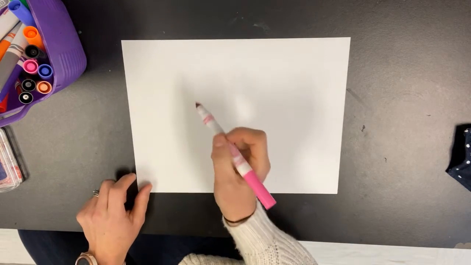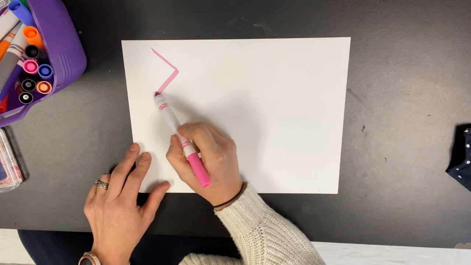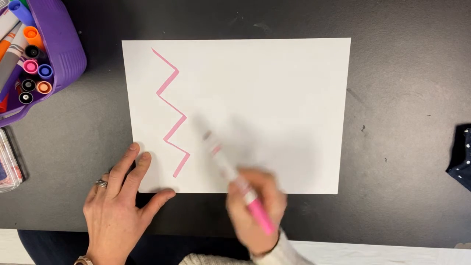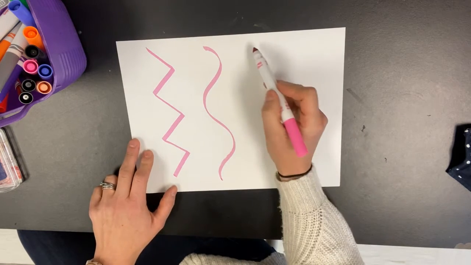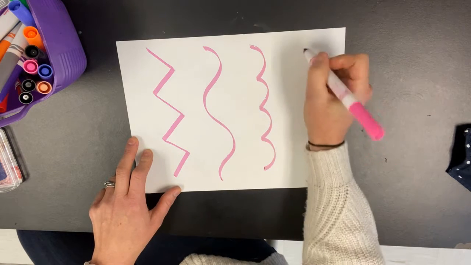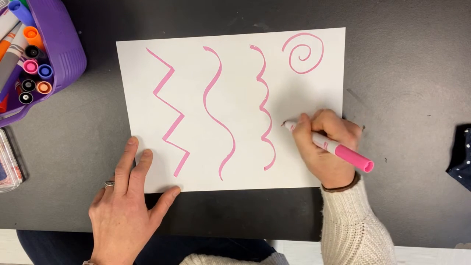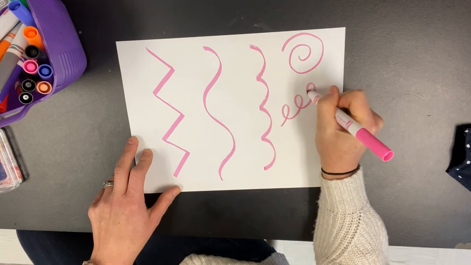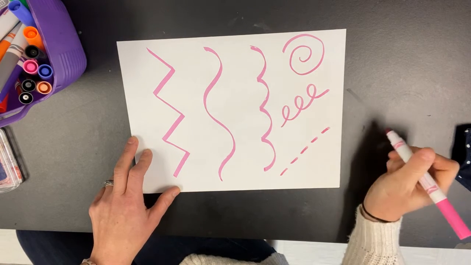So we have spent a few weeks talking about different types of lines, and so I'm just going to go ahead here and review some of those. Lines like zigzag. We've talked about wavy or squiggly lines, some of us like to call. We've even talked about scalloped lines, swirly lines, like a spiral, curly lines, dotted lines or broken.